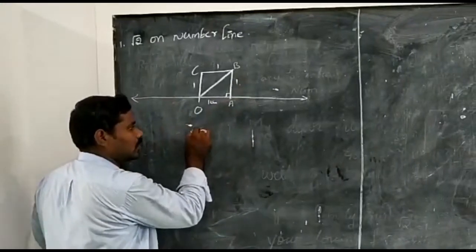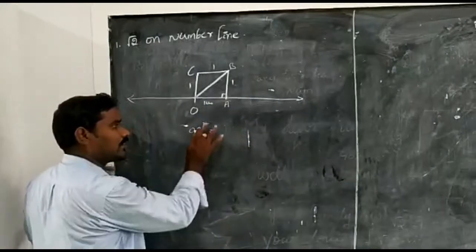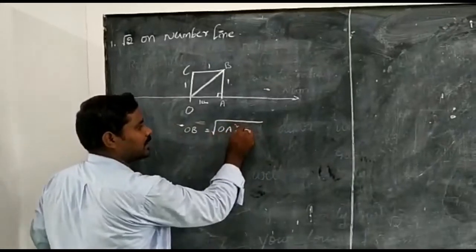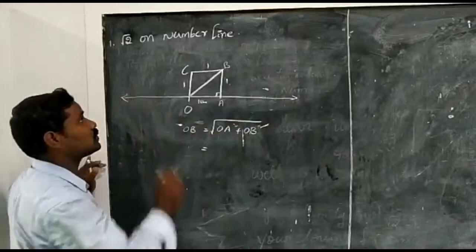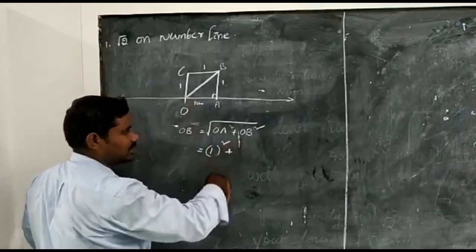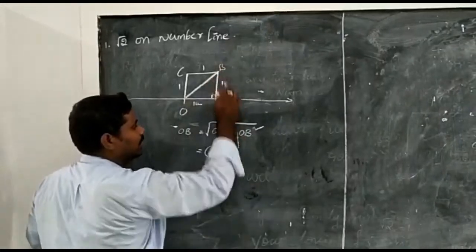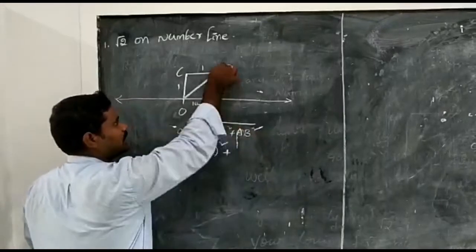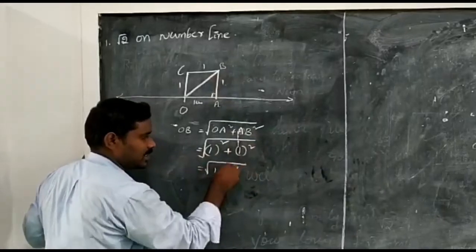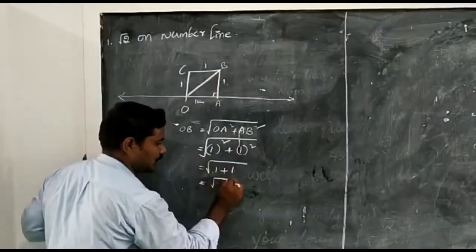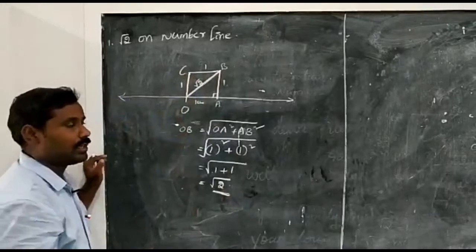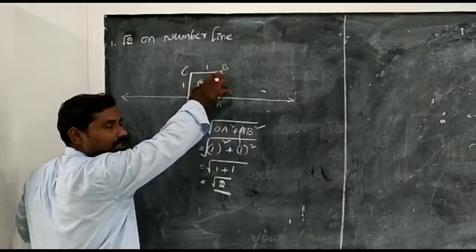By using the Pythagoras theorem, diagonal OB is equal to root of OA square plus AB square. Using this formula we are finding the root 2 value. What is the length of OA? 1 unit. 1 unit square plus AB square. AB is also 1 unit. Apply root: 1 square is 1, plus 1 square is 1, 1 plus 1 is 2. Root 2. That means the diagonal length is exactly root 2. Now using a compass we have to measure it. It is the root 2 value.